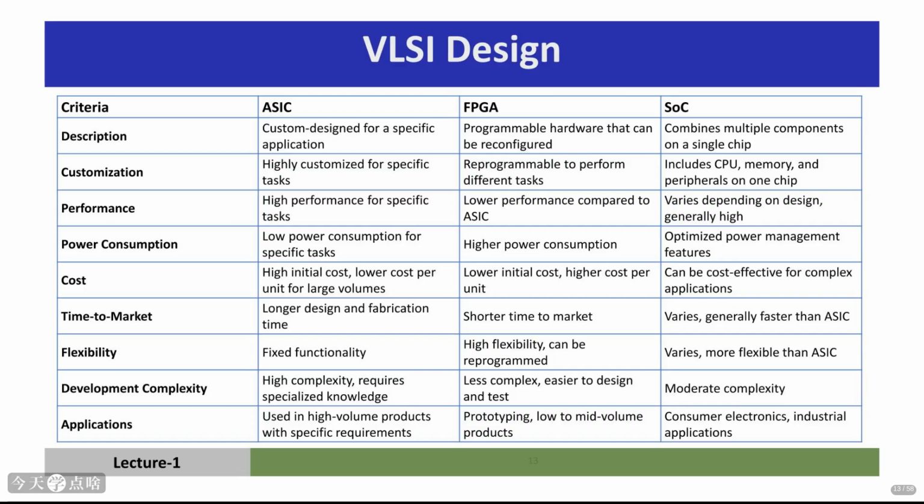FPGAs are field-programmable gate arrays, like configurable Lego bricks. You can reprogram them for different tasks, great for prototyping or low-volume production. SoCs are system-on-chips, packing a whole system onto one chip, CPU, memory, peripherals, etc. They offer a balance of performance and flexibility, often used in complex devices like smartphones. Each has its own sweet spot in terms of cost, performance, and time to market.